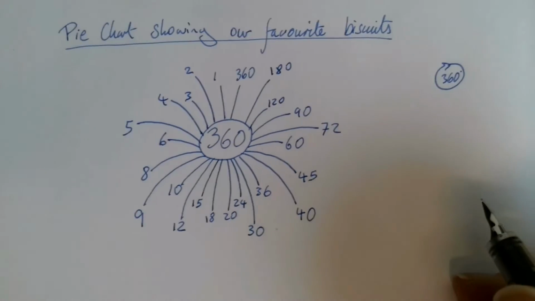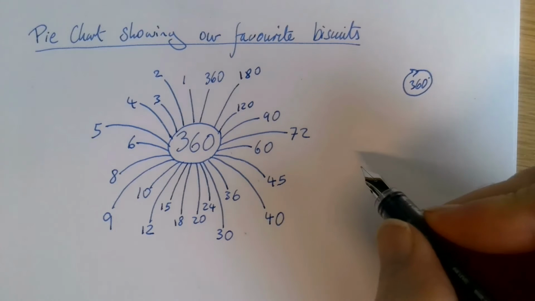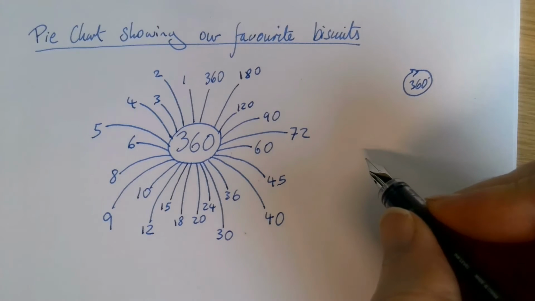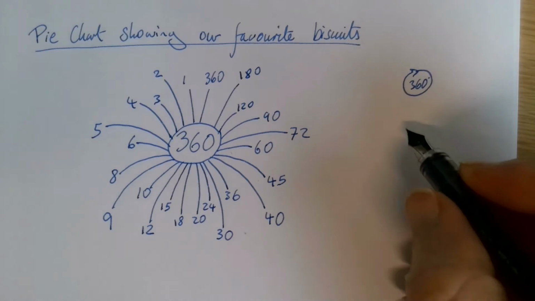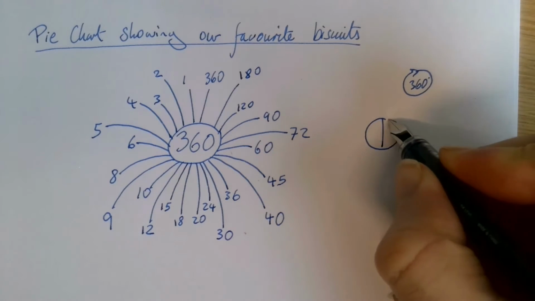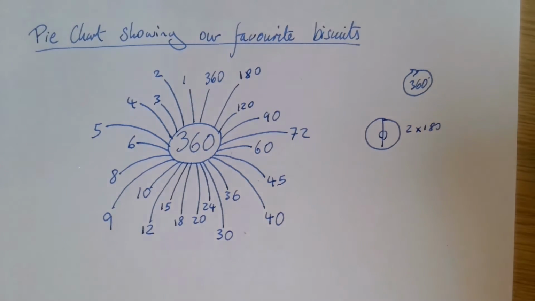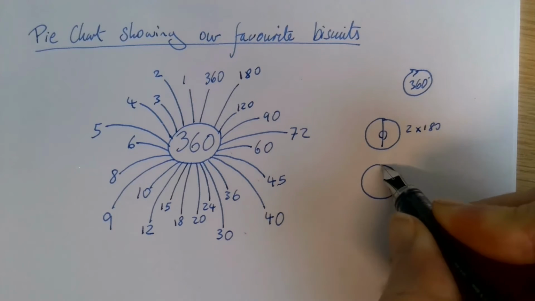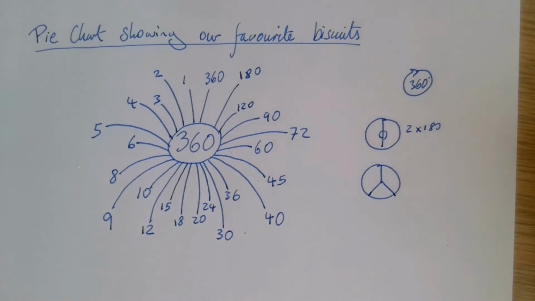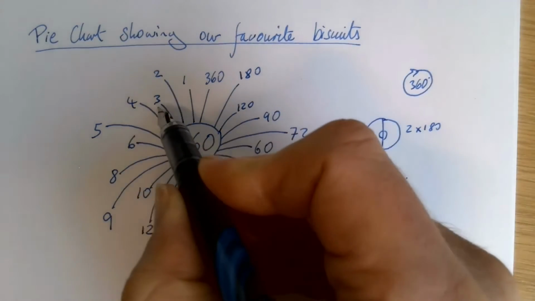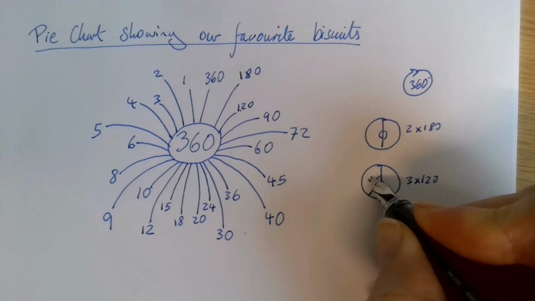Now back to our biscuit, and if we had another person come in and say they didn't like chocolate hobnobs, they thought bourbons or something rubbish like that was as good, then you would have to cut it in half, and both of those would have 180 degrees in it. If a third person came in and said, I like custard creams or something rubbish like that, then you would have 3 120s. So each of those would be 120 degrees.